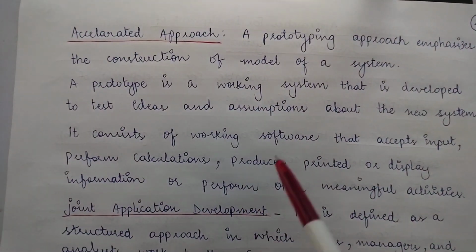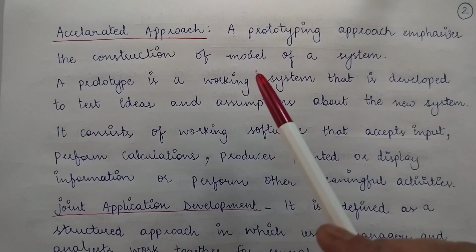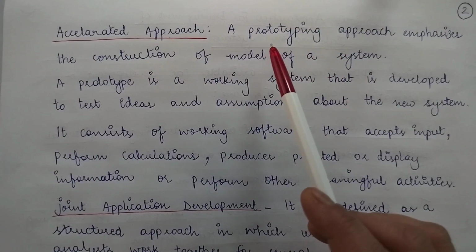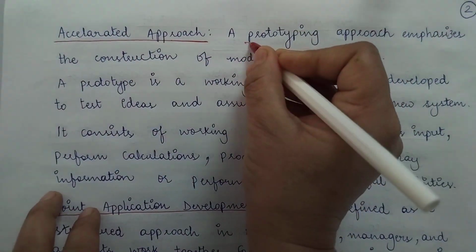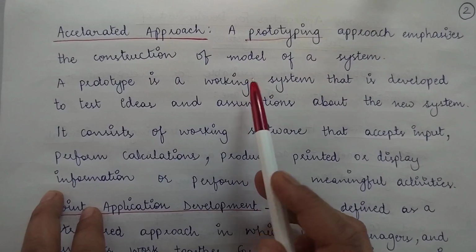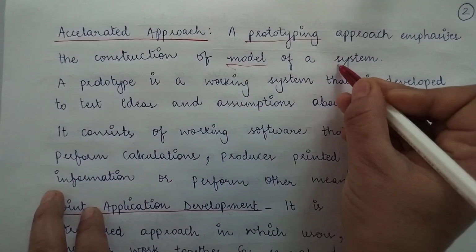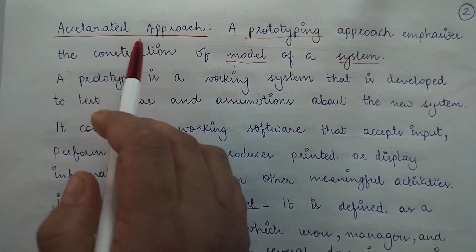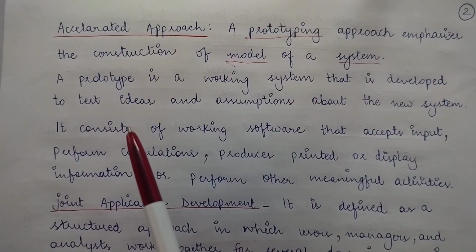The next approach is the accelerated approach. In the accelerated approach, a prototyping approach is used. So what is a prototyping approach? A prototyping approach basically emphasizes the construction of a model of the system. You construct a small scale working model of a system. Basically, the prototyping approach uses a prototype. And what is a prototype? A prototype is a small scale working model of the system. So basically you are using a small scale working model of the system in the accelerated approach for designing an information system.